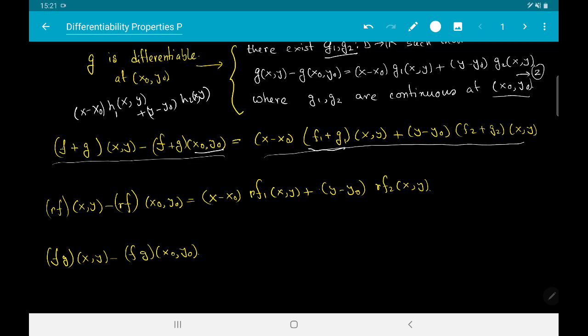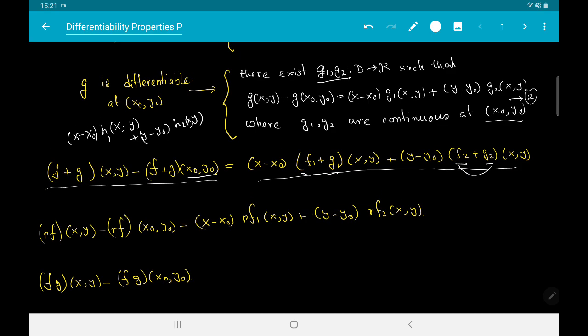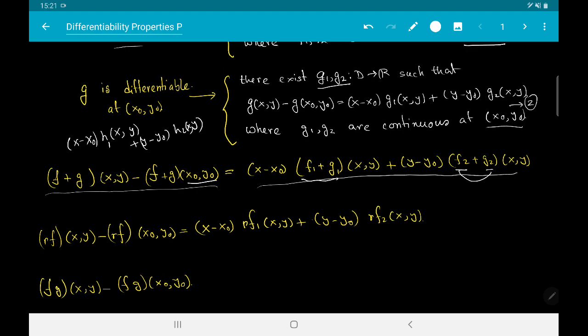So f1 plus g1 is also continuous at the point x0 y0. Similarly, f2 and g2 are continuous at the point x0 y0, and consequently their sum is going to be continuous at the point x0 y0. So this gives me the sufficient condition in the increment lemma, and it shows that f plus g is differentiable at the point x0 y0. What is the total derivative? As I have just mentioned, it can be calculated very easily using properties of partial derivatives.